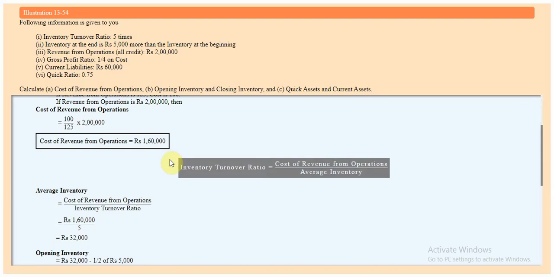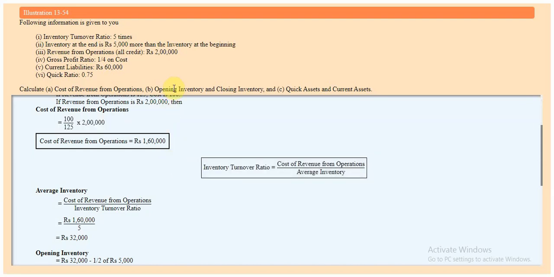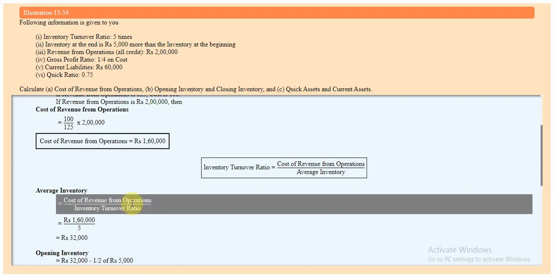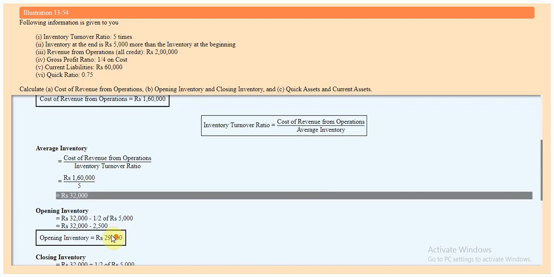Next is the next subdivision. It asks us to find out the opening and the closing inventory. All right, this type of problem we already solved, because we have the inventory turnover ratio given in the question directly to us. We have already found out the cost of revenue from operations, so we can easily find out the average inventory. Average inventory is nothing but cost of revenue from operations divided by inventory turnover ratio. Substituting, we find average inventory to be 32,000 rupees.